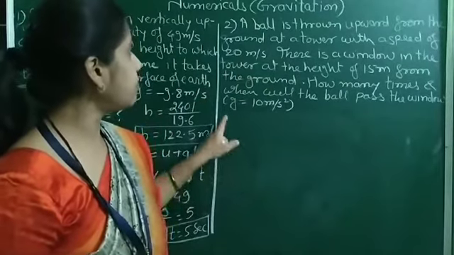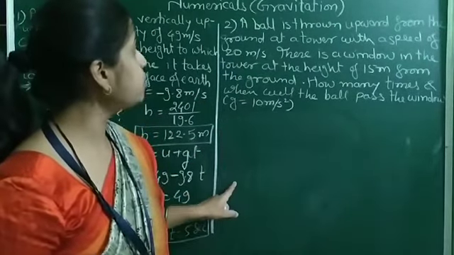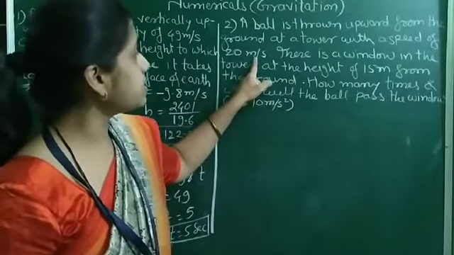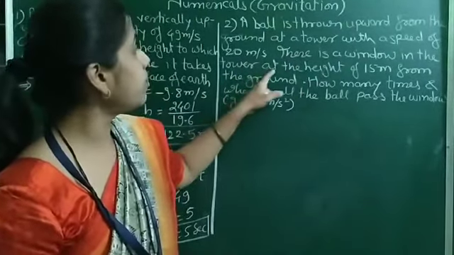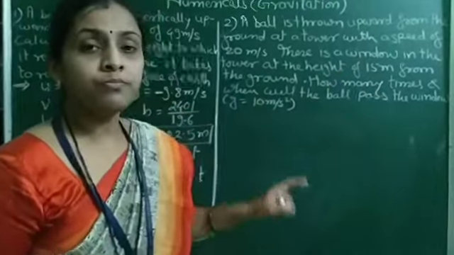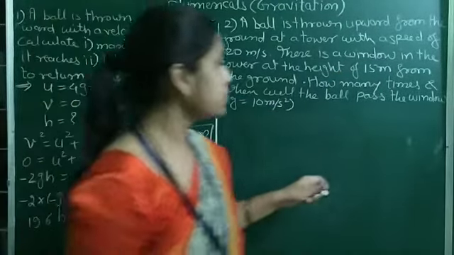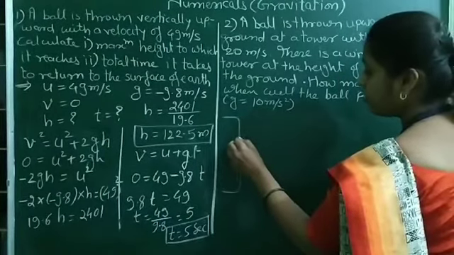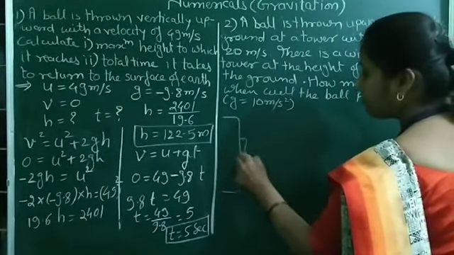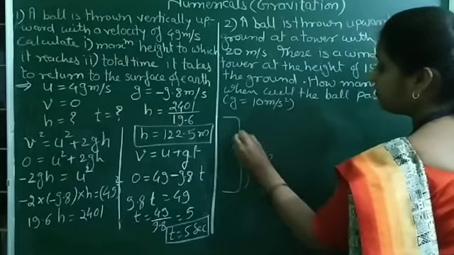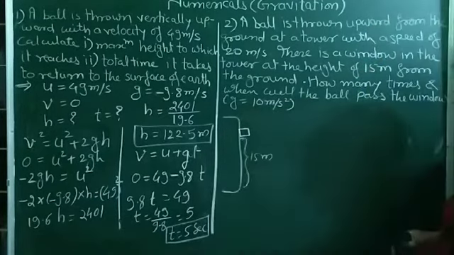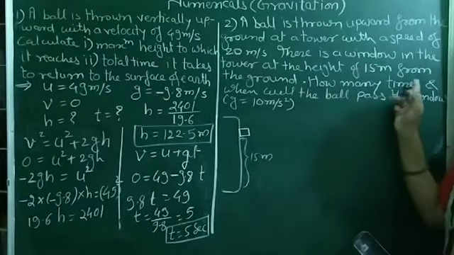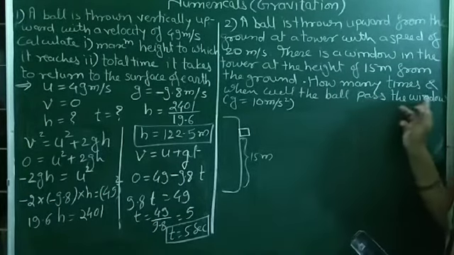So there is a tower, and a ball is thrown upward from the ground at the tower with a speed of 20 meters per second. There is a window in the tower at a height of 15 meters. Suppose this is the tower, then at a height of 15 meters there is a window. How many times and when will the ball pass the window?